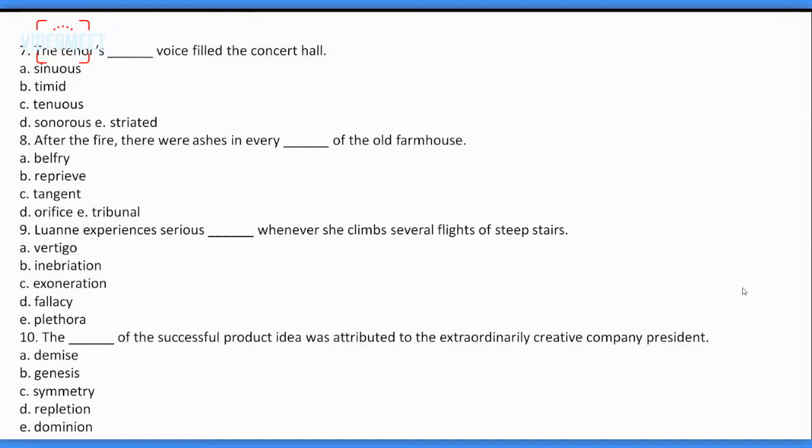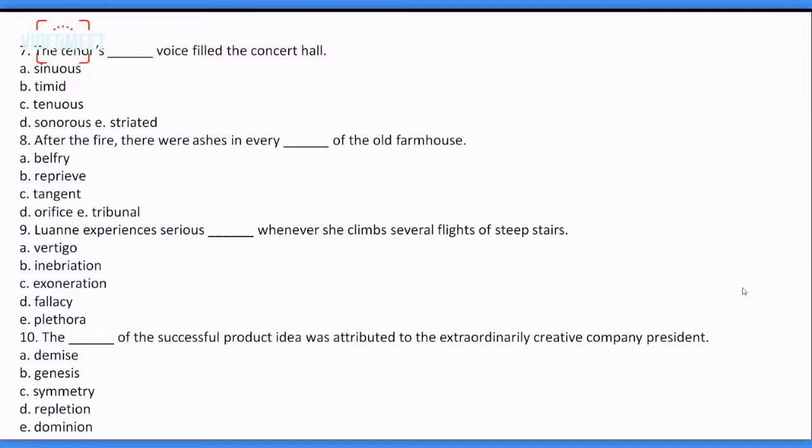Eighth, after the fire, there were ashes in every dash of the old farmhouse. So we would look at the meaning. The main word here to understand is ashes, and the other thing is every. If I read it in the completeness of the sentence, I would say they were probably in every nook and corner of the old farmhouse. So let's replace the words every nook and corner with something that is given in the options.